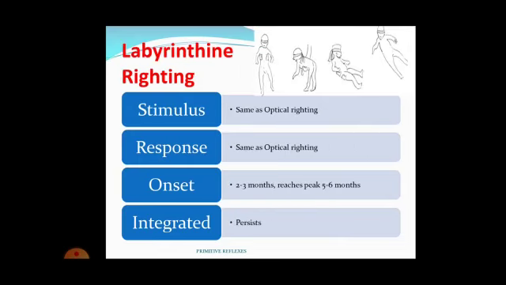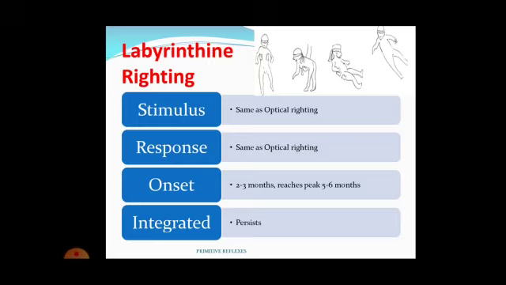Now labyrinthine righting, so the stimulus and response are the same as in optical righting. Clear? But here the eyes will not give any feedback. We have to see whether the labyrinthine system, that is the peripheral vestibular system situated in the inner ear, is working or not. Clear? So we have to block the feedback received by the eyes. Here the child will be blindfolded, or you can see in the figure that the vision is blocked.